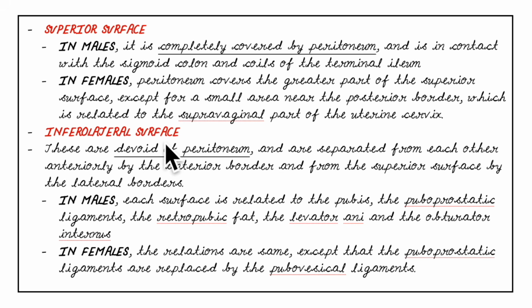Looking at the relations of the infralateral surface, these are devoid of peritoneum and are separated from each other anteriorly by the anterior border and from the superior surface by the lateral borders. In males, each surface is related to the pubis, the puboprostatic ligament, the retropubic fat, levator ani muscle, and the obturator internus. In females, the relations are the same, except that the puboprostatic ligaments are replaced by the pubovesical ligaments.